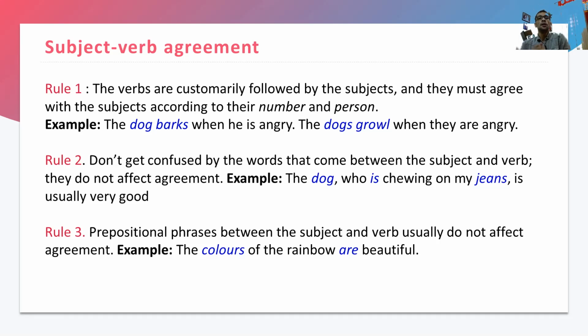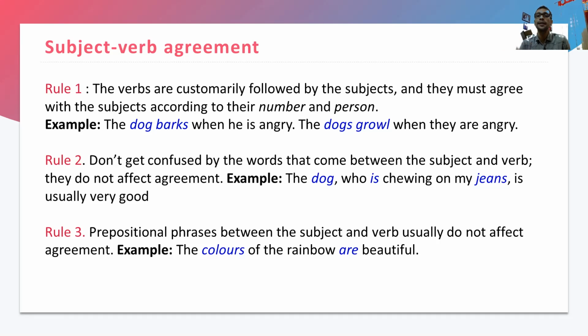Very simple. Let's go. Rule number 2. Don't get confused by the words that come between the subject and verb. They do not affect agreement. For example, the dog who is chewing on my jeans is usually very good. You can see the bluish italic examples. In the example, some of the words are italic and colored in blue for your better understanding.